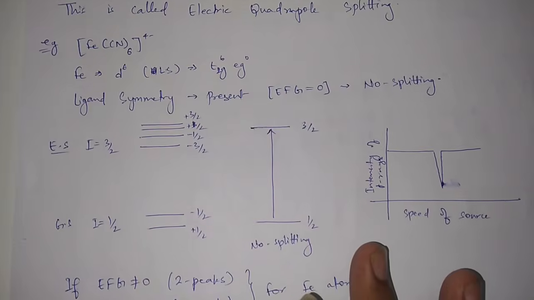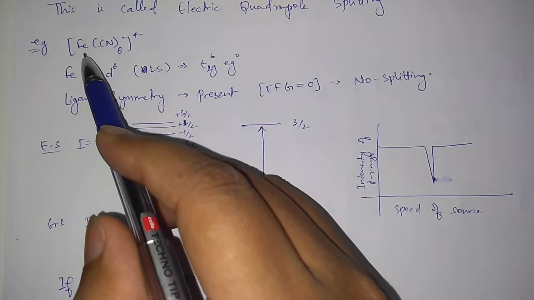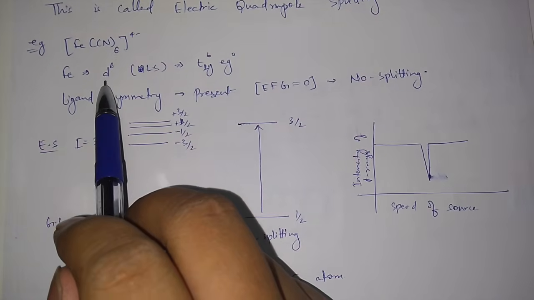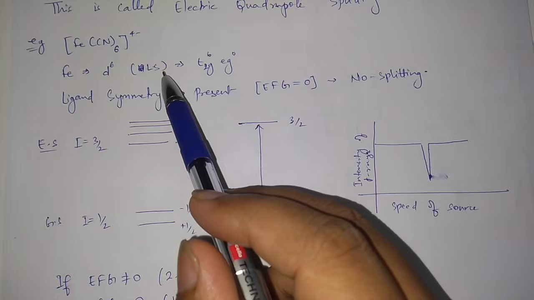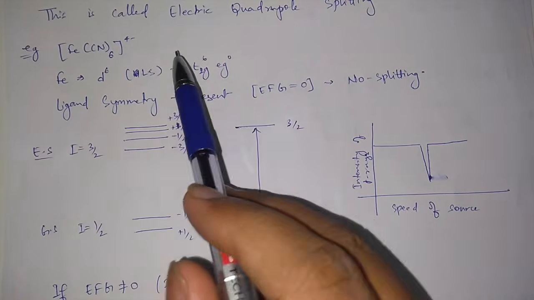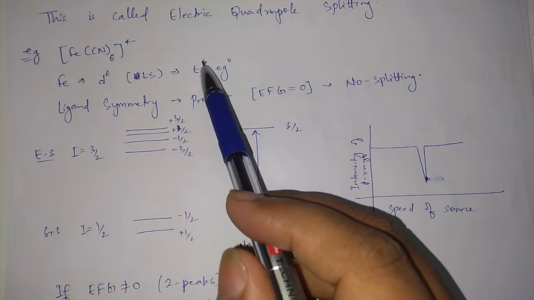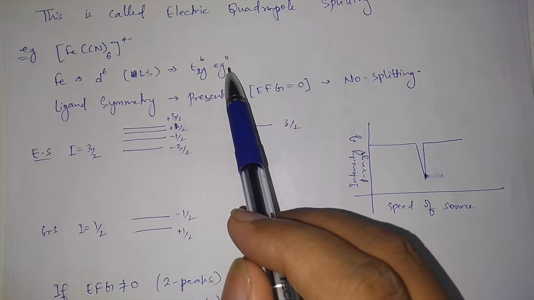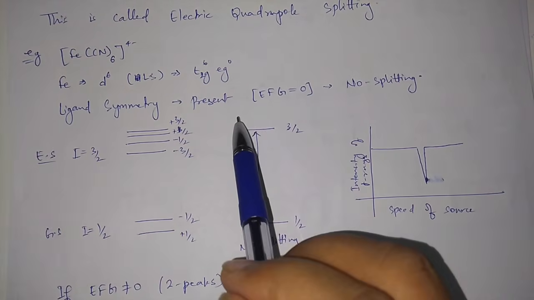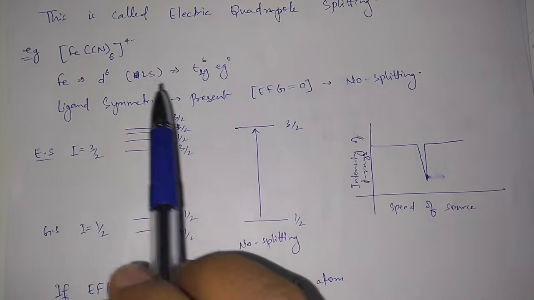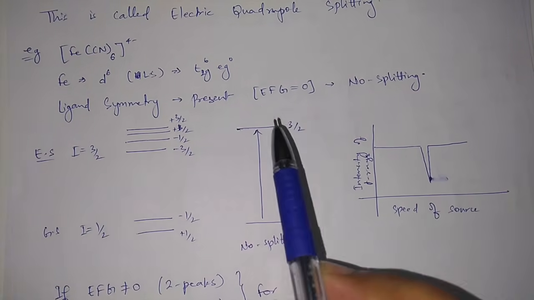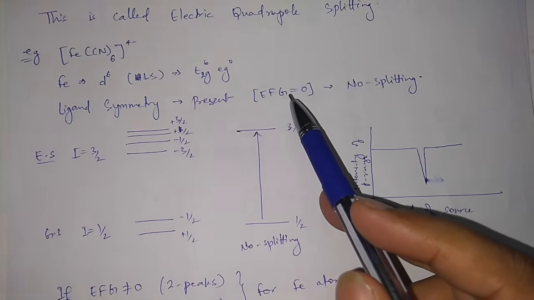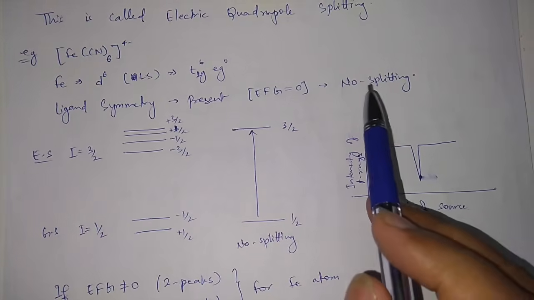I have taken one example over here. Let's take the example of this complex, that is Fe(CN)6 4 minus. Over here, you can see that Fe, iron, has a d6 electronic configuration, and it is low spin due to the strong field ligand present over here. So the electronic configuration is t2g6 and eg0. So electronic symmetry is obtained here. It is electronically symmetric, and ligand symmetry is also present because all the ligands are of the same kind and are attached to the metal, and the ligand-metal distances are the same. That's why the electric field gradient will be equal to 0. So no splitting will take place.